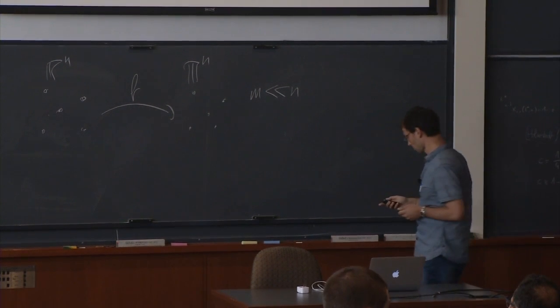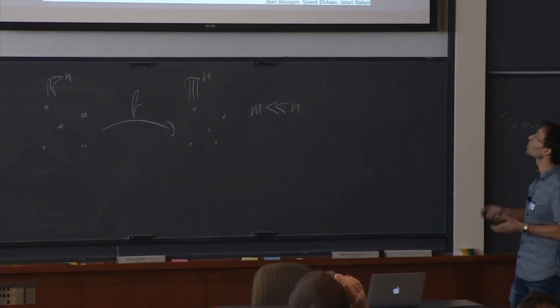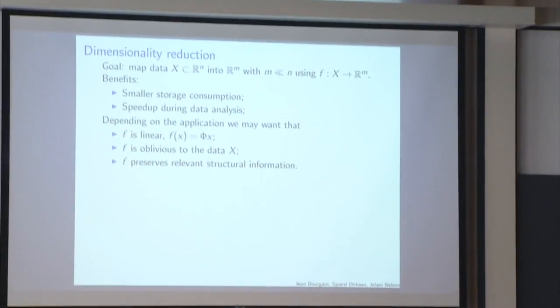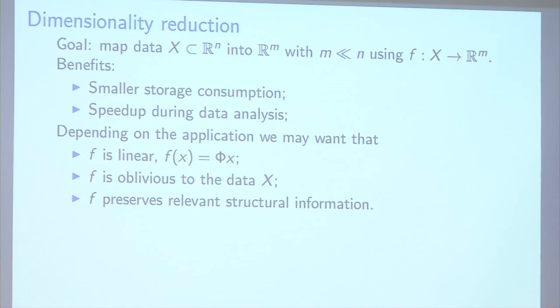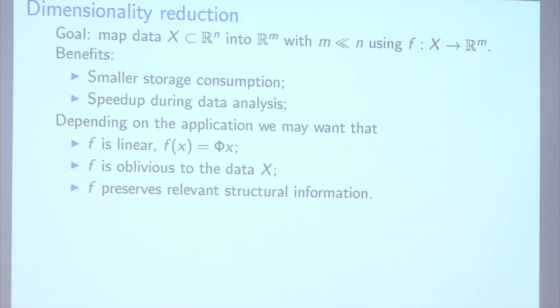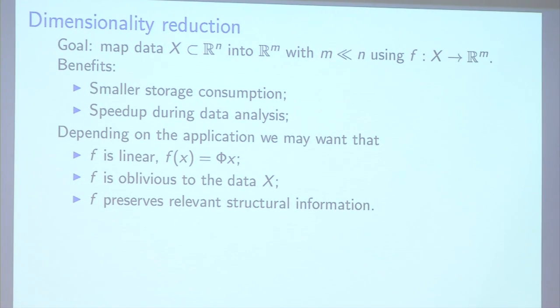Okay? So today I will look at a scenario where we want to have three properties. So we want to look at a map that is linear. So it's represented by some matrix, which I will always call phi in this talk. And also we want to construct this embedding in a way that is oblivious to the data. So I don't want to look at my data, but simply construct it independently of it. And what we will actually do is construct a random matrix to do the job, eventually.